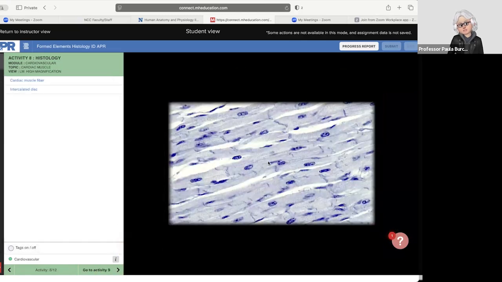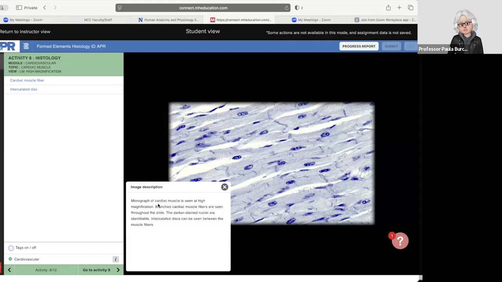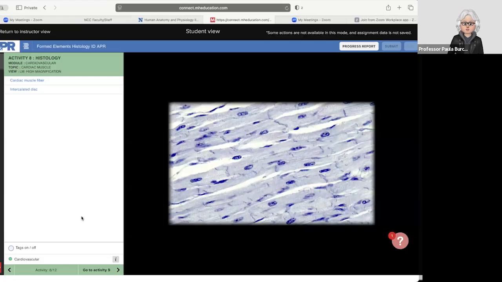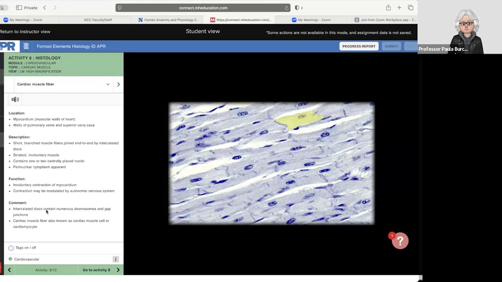You'll have to tell me what this is. Well, let's say I don't recognize it. Hopefully you do from AP1, but if you don't, you're going to go down here, click on the image description, and it's going to tell you cardiac muscle. If you recall from AP1, cardiac muscle is found only in the heart. Cardiac refers to heart. So I'm going to put in the information here. Found only in the heart.